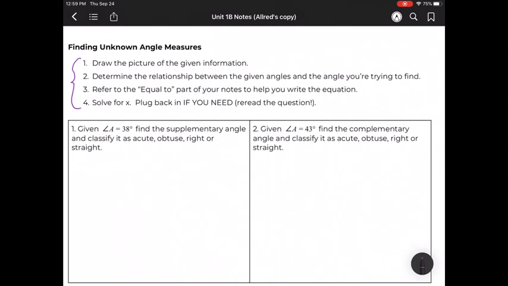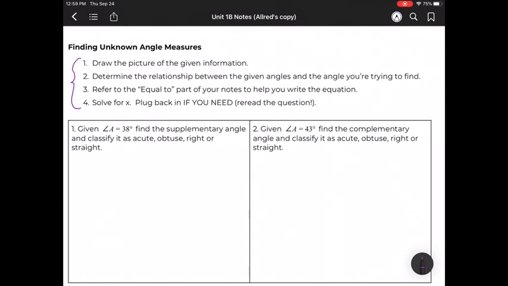Okay, in step 3, we're going to refer to the equal to part of our notes before, meaning what are we equaling in this process? What kind of equation are we writing? Are they equal to each other? Are they equal to 90? Or are they equal to 180? Those are really the only options we have for angle measure problems. And then lastly, we'll solve for x. We're going to plug back in if we need to. Just make sure you read the question.